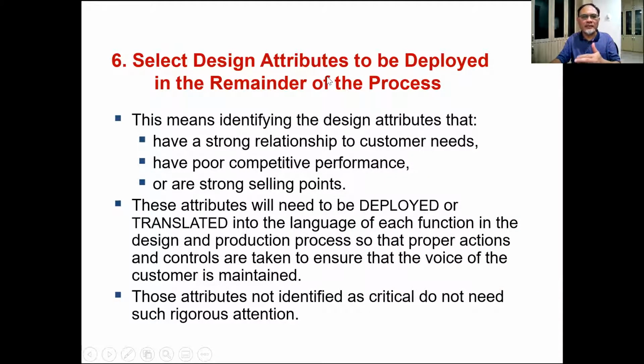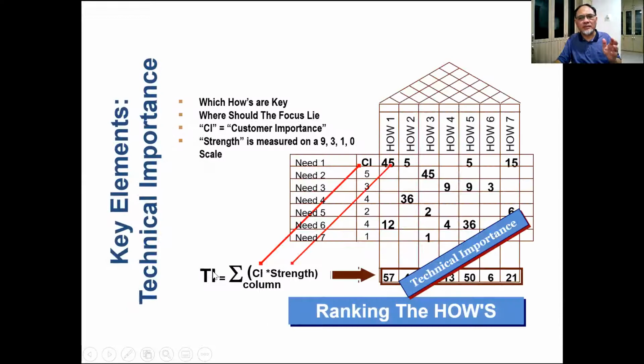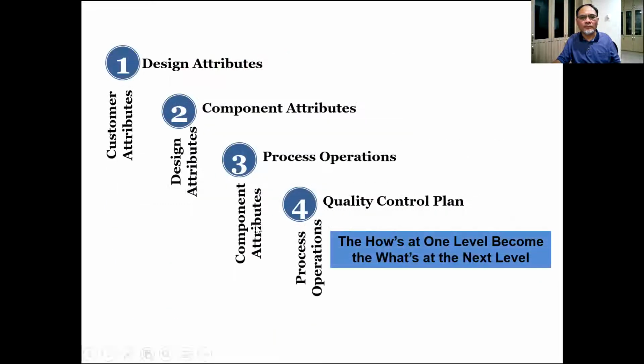Then you select the design attribute to deploy to the remainder of the process. Okay, this means that you identify design attributes that have a strong relationship to customer needs, that have poor competitive performance or strong selling points. Then you deploy it to the next level and to the next level. So there are calculations involved, the technical importance. You can actually see if it is the highest, then you are going to focus on those requirements. Okay.